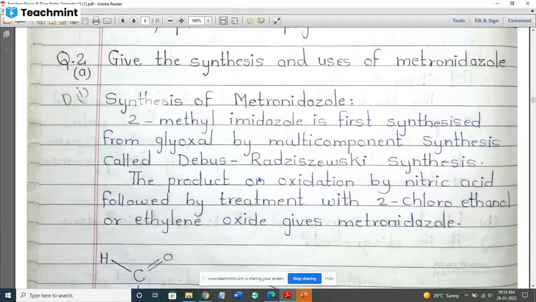So, the drug metronidazole's category is most important. Which category of the drugs is it? It is generally a category of anti-amoebic drug. Anti-amoebic drug categories include metronidazole. So what is related with the anti-amoebic categories? Have you heard the word anti-amoebic type of the drug earlier?